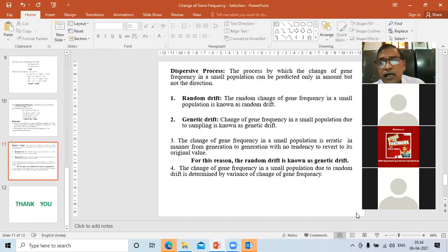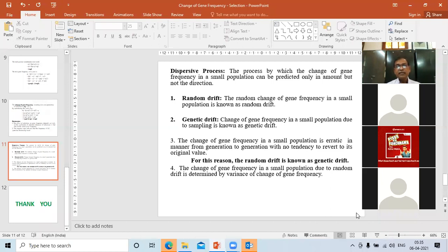Next, this is all about the change of gene frequency due to migration, mutation, and selection. That is a systematic process. Now we'll discuss the change of gene frequency due to dispersive process. What is a dispersive process? The process by which the change of gene frequency in a small population can be predicted only in amount, but not the direction. As I have said, in case of small populations, the change of gene frequency takes place due to sampling of gametes.